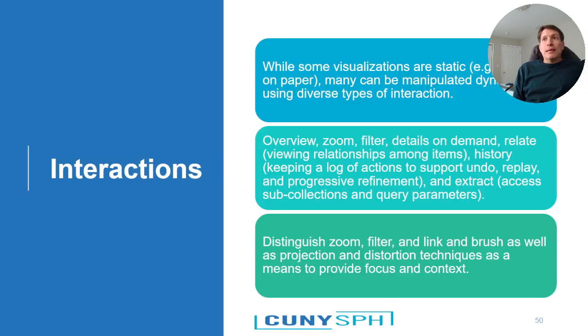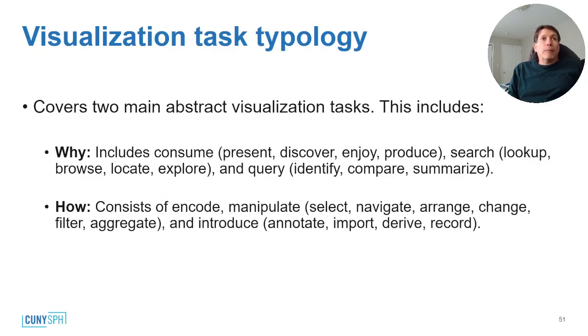Now, interactions is the last dimension, but not least, that we have in the framework. We already talked about the static visualization, like printed on paper, but others that can be manipulated dynamically and create different types of interactions. And we introduced some of those interactions, like zooming, filtering, doing some highlighting, and these different interactions. Then we saw a typology.